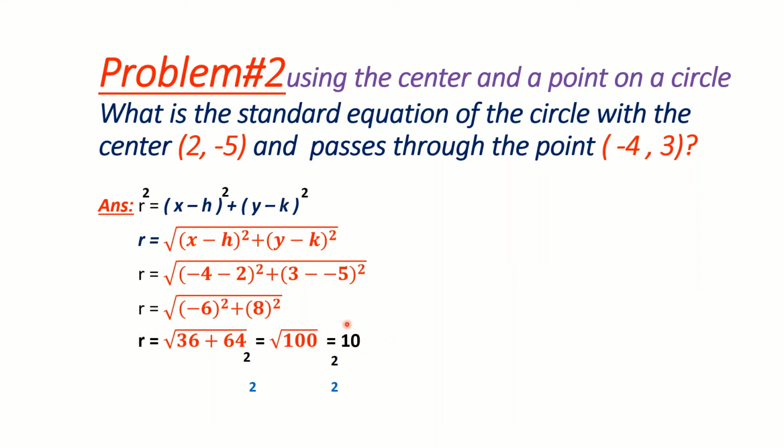Now we obtained the radius and we already have the center, so we can write the standard form of the equation of the circle in this form, which is 100, which is r squared, equals (x - 2)², the center h is 2, and (y - (-5))², k is negative 5, squared. And simplifying, minus will turn into plus, so finally the equation will be 100 = (x - 2)² + (y + 5)².